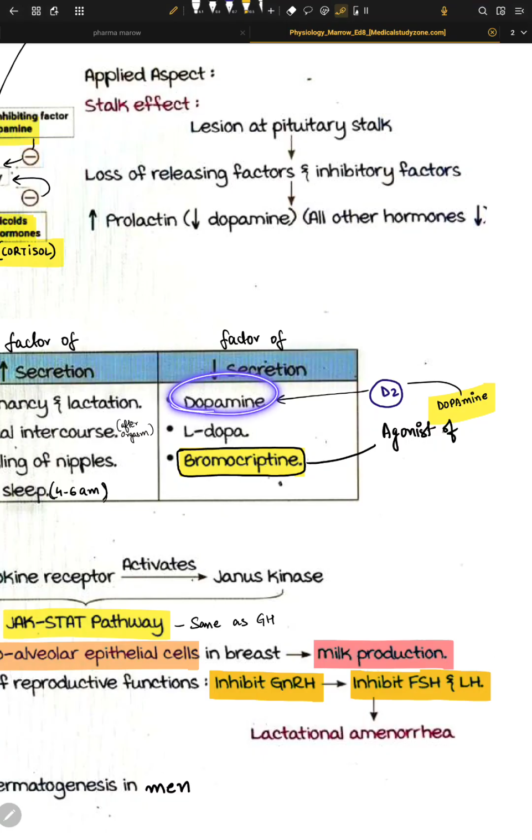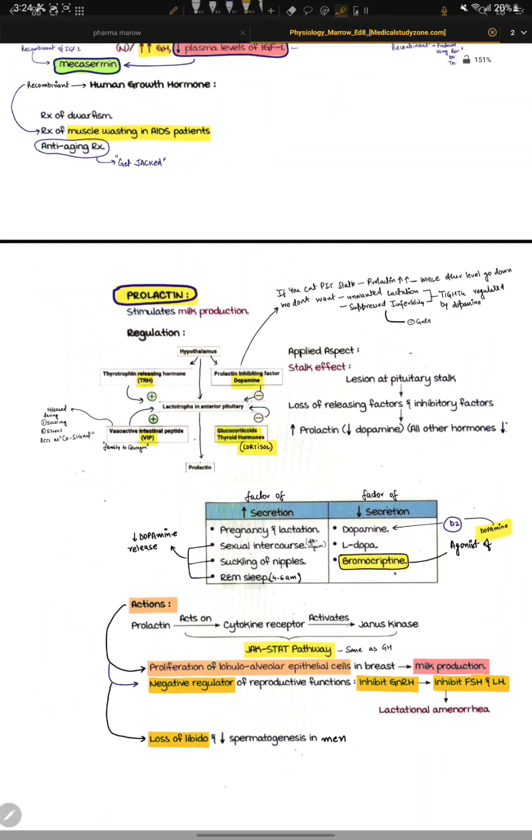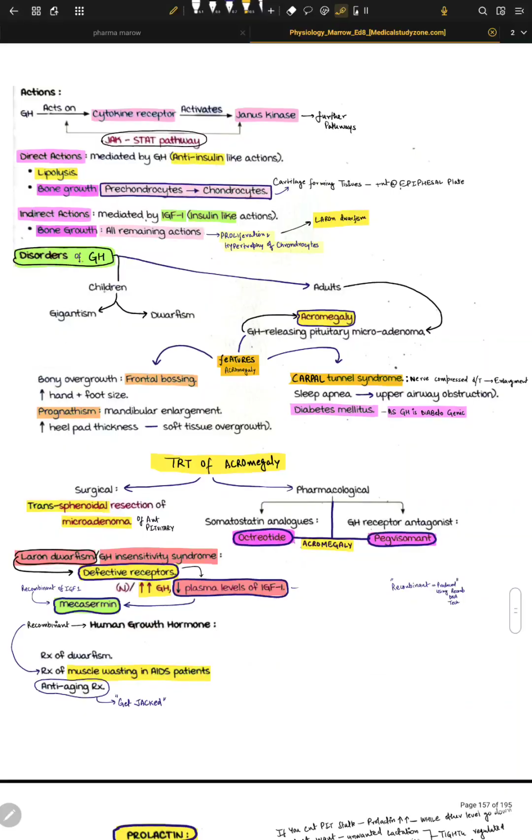Well, dopamine, of course, we know. L-dopa, of course, we know. L-dopa is the precursor. And bromocriptine is also an agonist of dopamine. It works via D2 receptors, okay? So this was prolactin and GH.